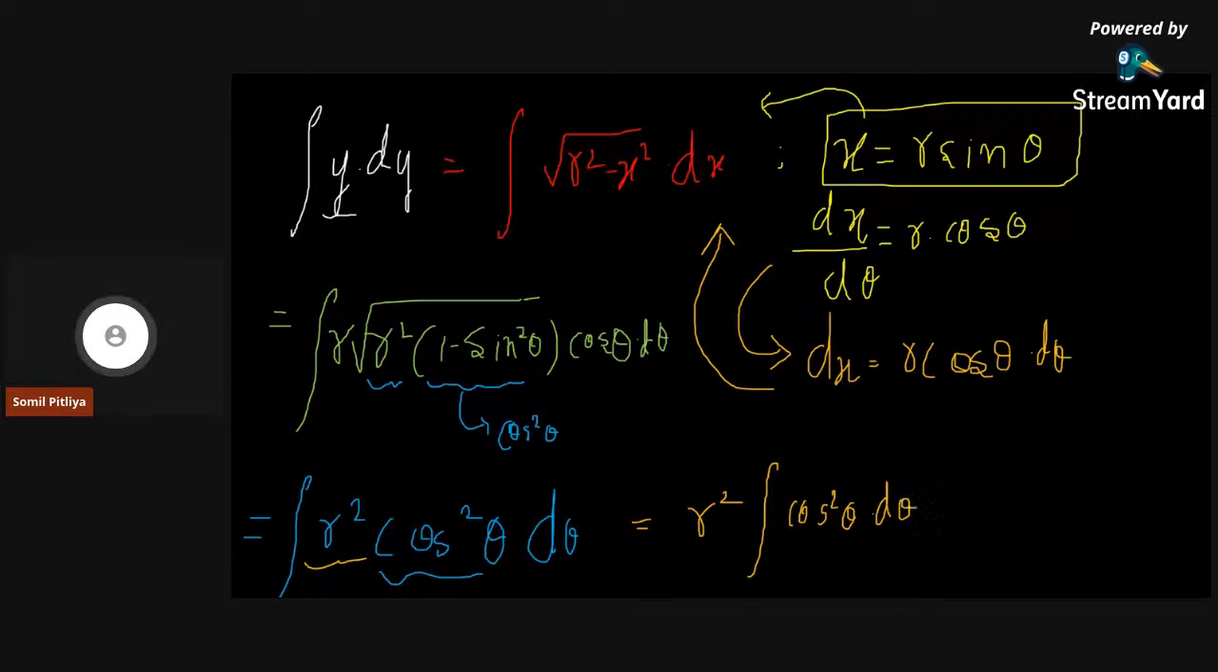Okay. Now cos square theta d theta, this is my integral. How can I do this integral? The first way is by integration by parts, cos theta into cos theta, and then applying integration by parts. But I will not use that. I will convert this cos square theta into some form of cos 2 theta. For that I must know a basic identity: cos of 2 theta is equal to cos square theta minus sin square theta, that is 2 cos square theta minus 1.